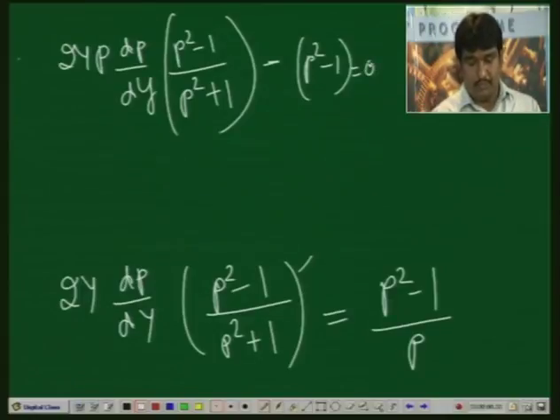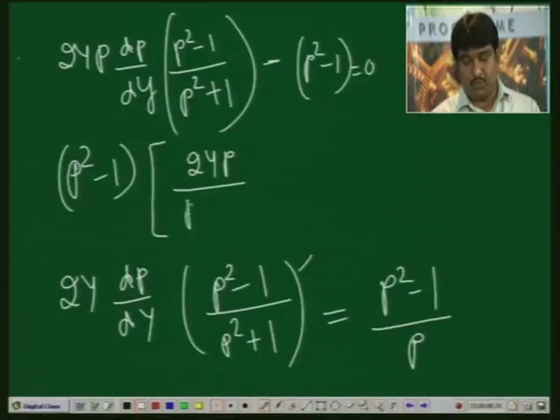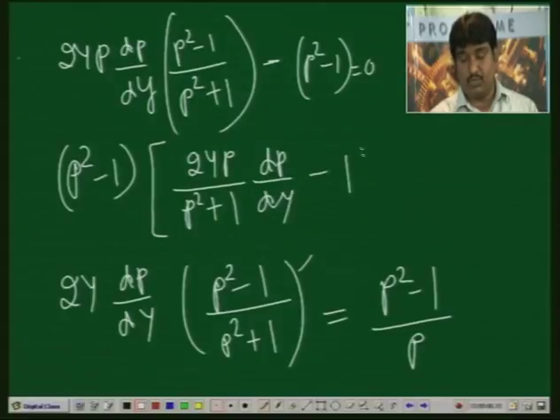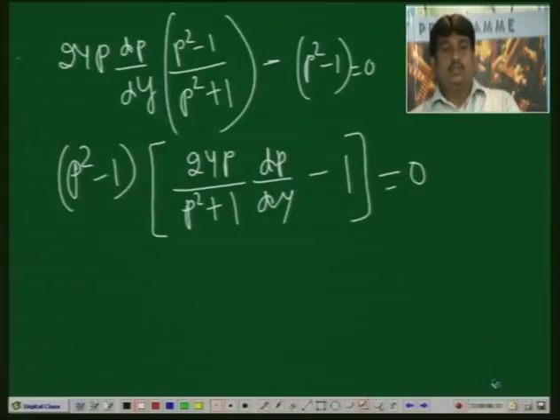Now in these two terms, p square minus 1 is common, and you will be left with 2yp divided by p square plus 1 into dp by dy minus 1 equals to 0. So there are two factors, one is p square minus 1 equal to 0, another one is 2yp divided by p square plus 1 into dp by dy minus 1 equals to 0.